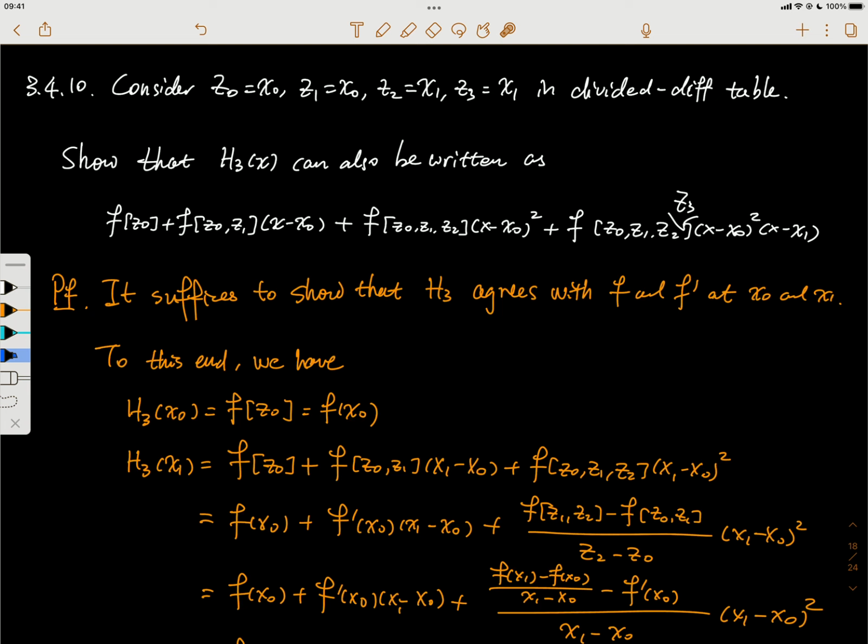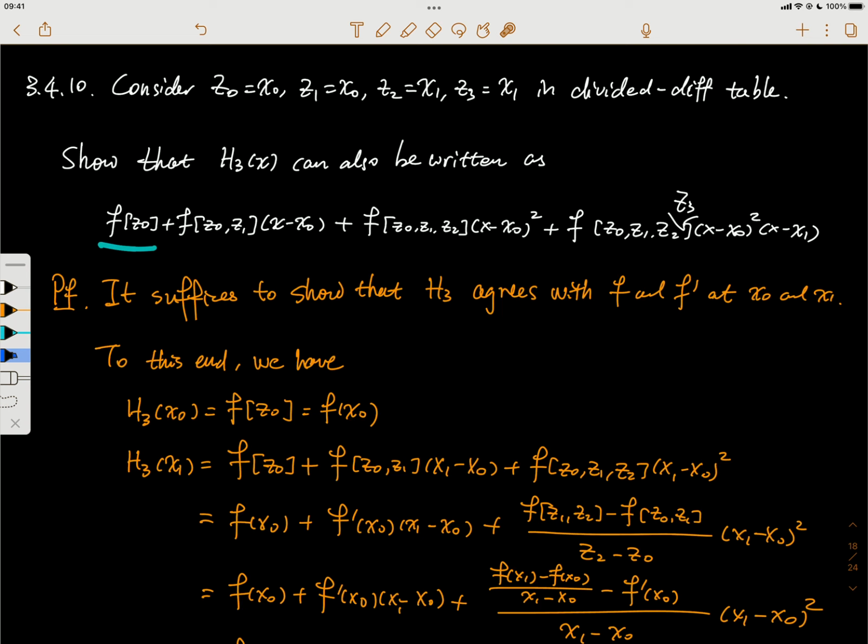We know from class that this polynomial can be constructed by using the divided difference method. We need to construct this divided difference table so that we use the diagonal entries as the coefficients of our h3, which is parameterized in this way. So that's our h3. Remember that z0, z1 are both equal to x0, and z2, z3 are both equal to x1, because we only have 2 points, so that's 4 of the z values we need.